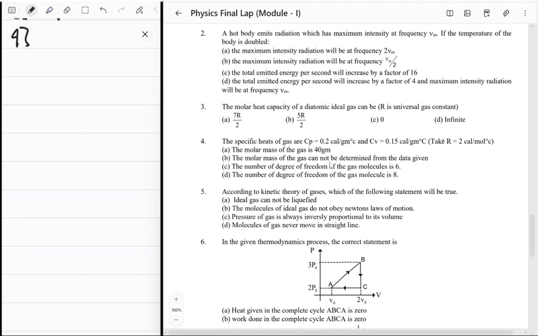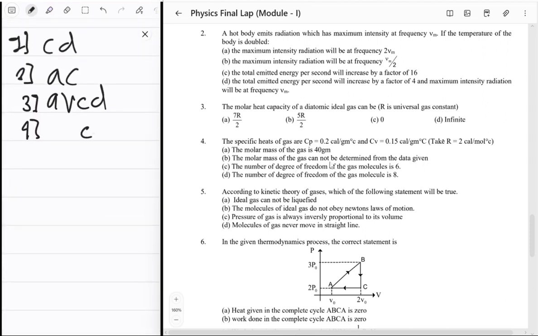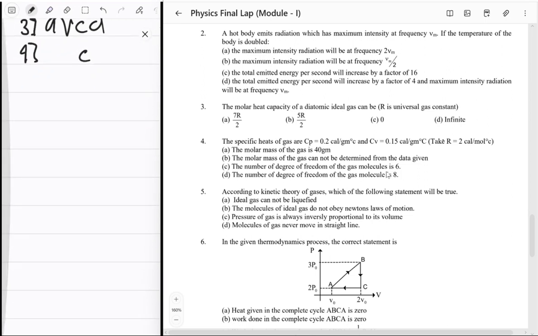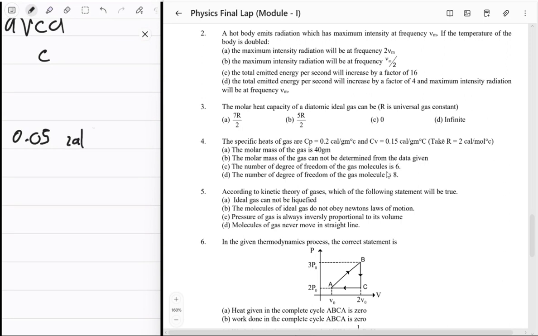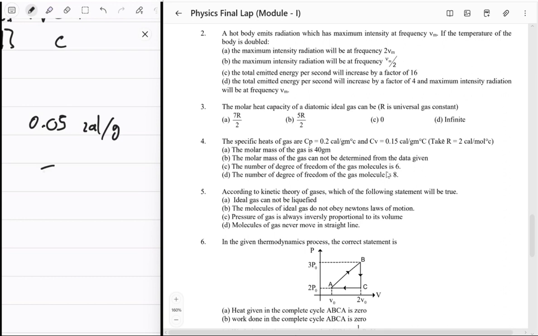Number of degrees of freedom is 6. Yes, so we can say C. It's not 8, it is 6. Okay, and what is this thing? It's like 0.05 calorie per gram, right? Okay, that is equal to Celsius, that's fine. That's equal to... oh, and by the way, it's per gram, right? What we want is per mole.